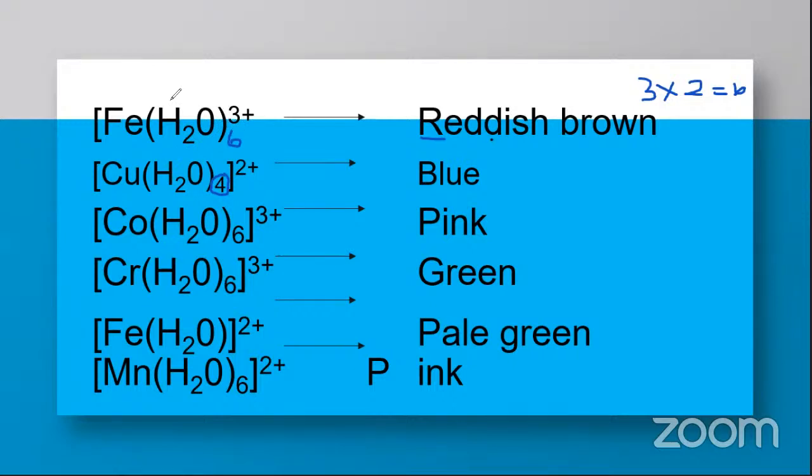The way we have this 6 is now affecting what we have in the brackets. And our ligand is water. And so on. You can see copper 2 blue, then cobalt pink, and this is chrome 3 green, iron 2 pale green, then manganese 2, that is pink. But you shouldn't worry much. We shall look at how we can name these complexes when we reach there.